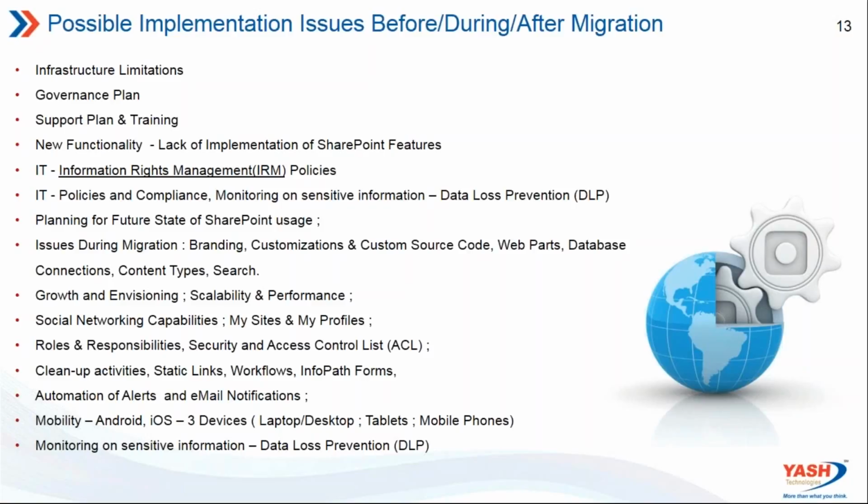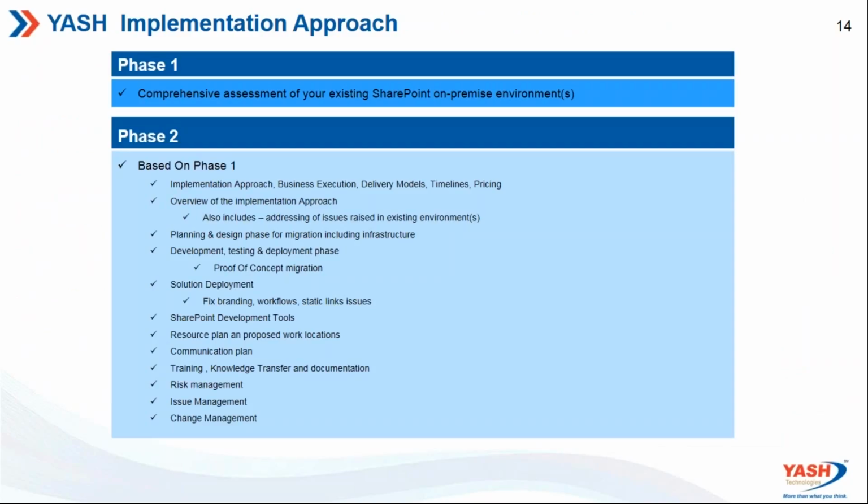And DLP, once again, because OneDrive is getting activated once we move into the cloud, so that users can share their documents through OneDrive, and make sure that they do not upload any restricted information. And we can as well block with some keywords. These are the high-level possible implementation issues we foresee in the implementations we had.